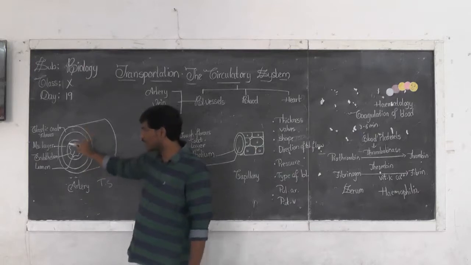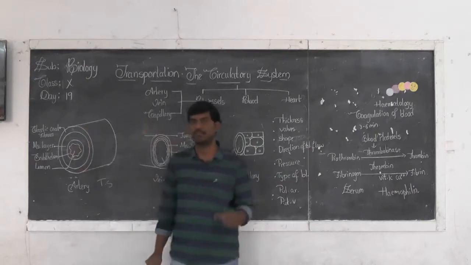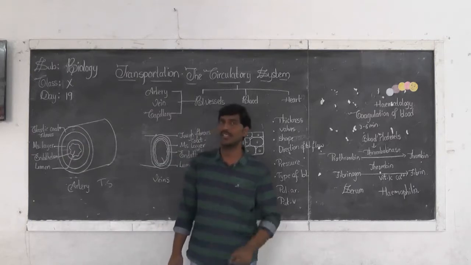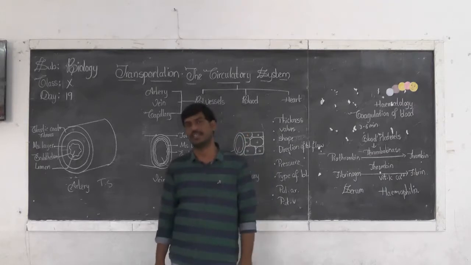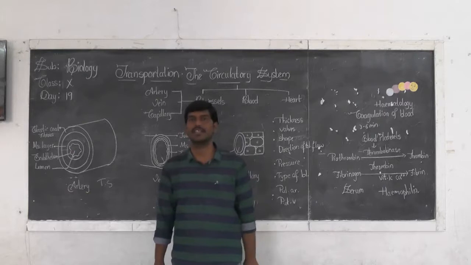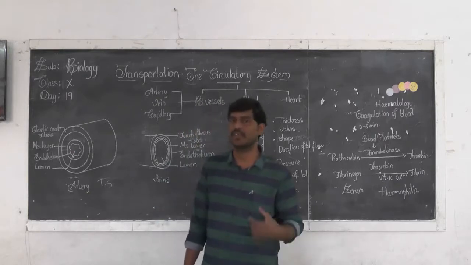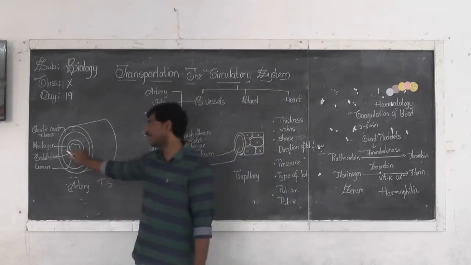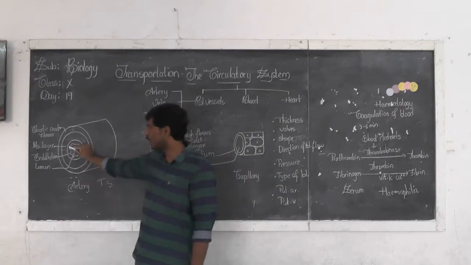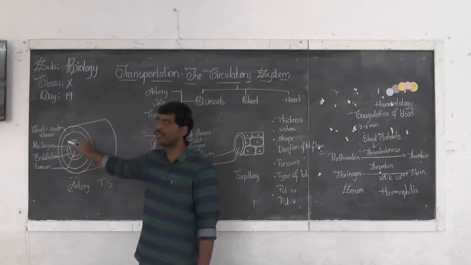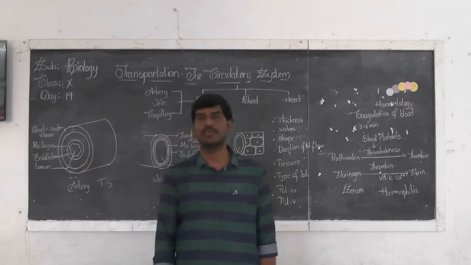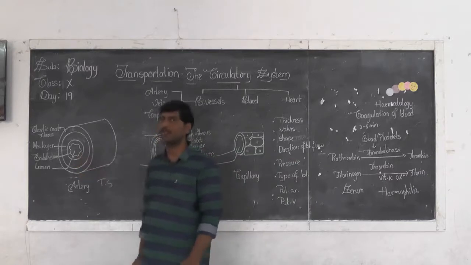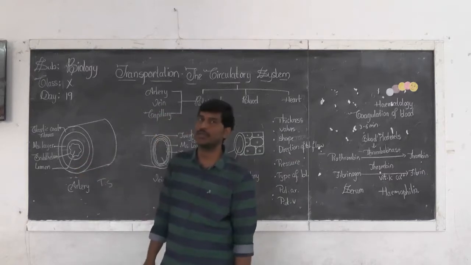Now beyond this elastic fibrous coat, a thick muscular layer is present. This thick muscular layer provides rigidity to the artery. As the arteries are rigid, they can withstand the pressure of the blood coming from the heart. Inner to that, you can see the endothelium, or inner lining of cells, and the inner lumen. The lumen is very narrow.